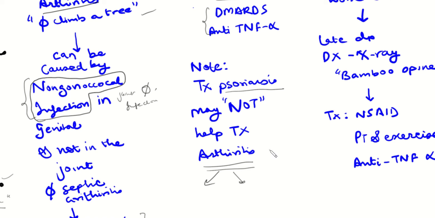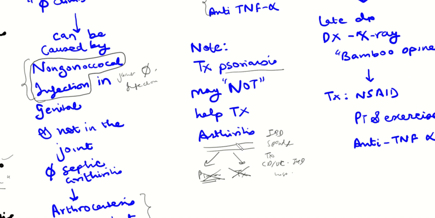That's different from IBD spondylitis, where treating the Crohn's disease, the ulcerative colitis, or the inflammatory bowel disease actually helps the arthritis. In this case, it does not help the arthritis. Arthritis has to be treated separately, and the psoriasis has to be treated separately. Treating psoriasis does not actually help with treatment of the psoriatic arthritis. Good? Easy.